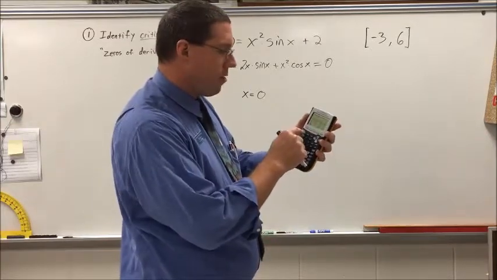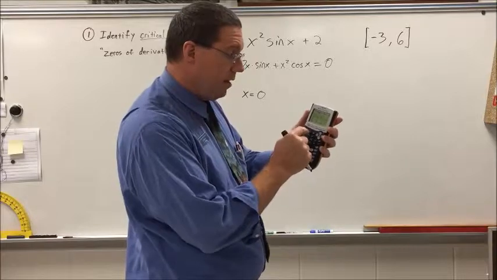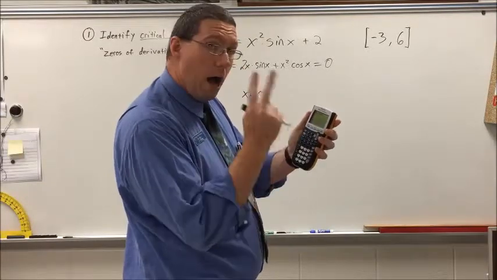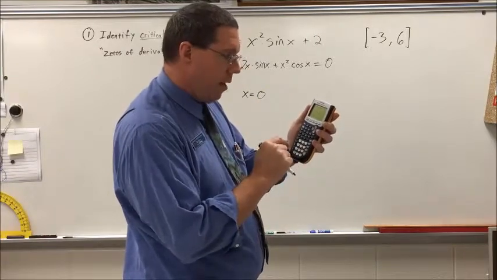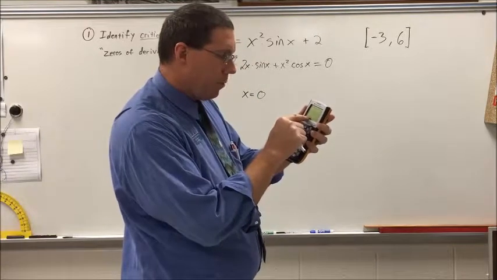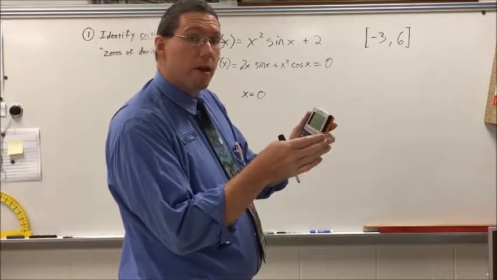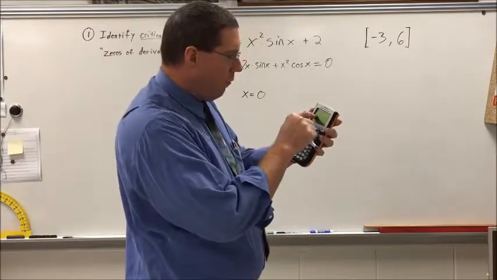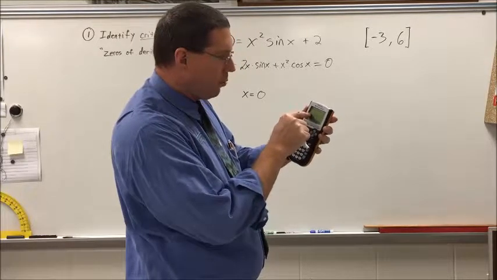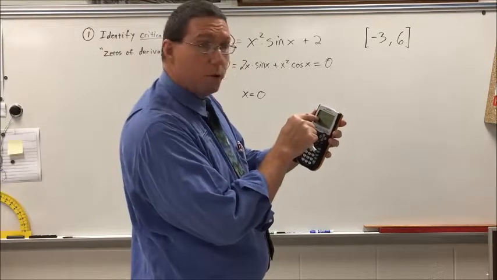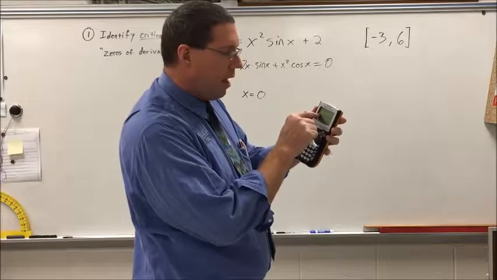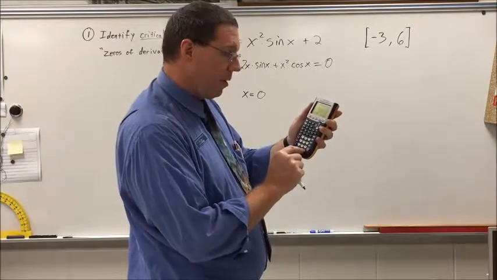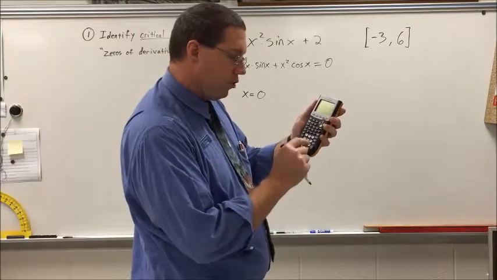In the graph screen, I'm going to press second, then the trace button, which gives me the calculate menu. Option 2 says 0, and then it says left bound. That means it wants an x value that is left of the 0 you're looking for. If you look on here, it looks like there's a 0 just beyond -2, so kind of between -3 and -2. On the left side of that is -3, so I'm going to key in -3, enter.